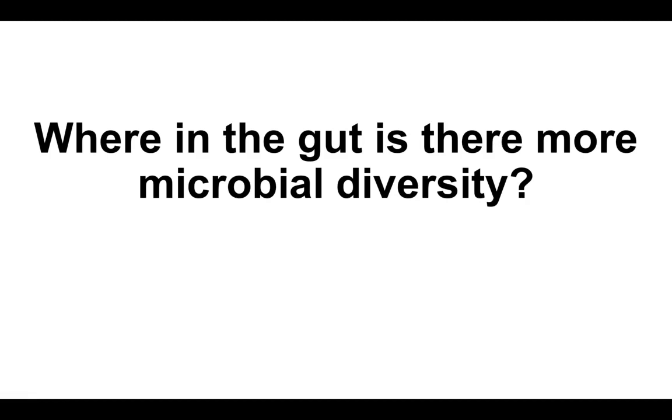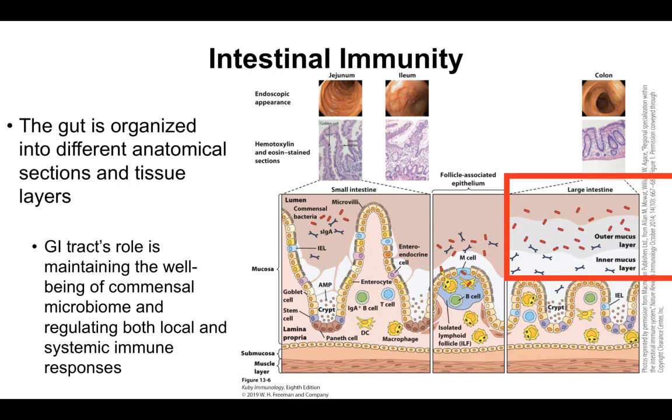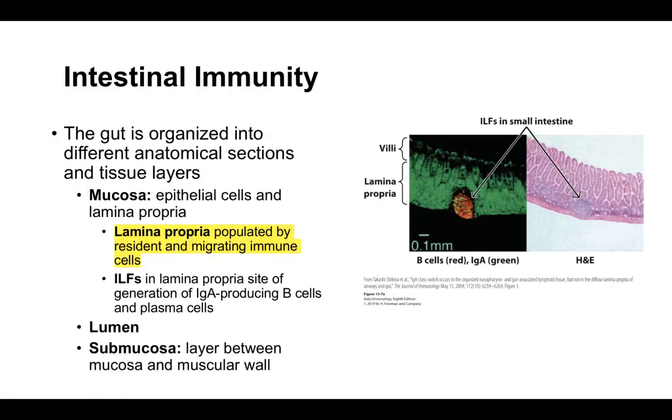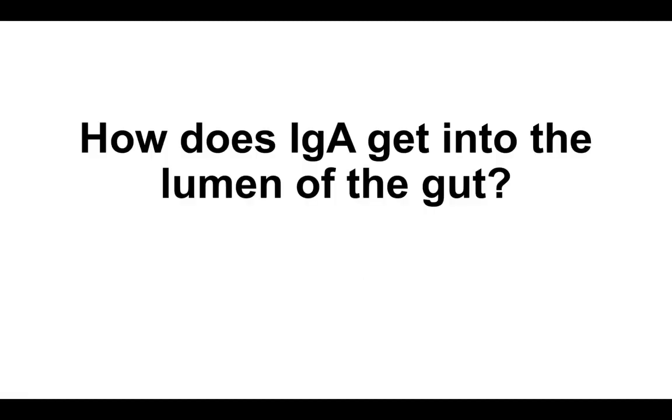Where in the gut is there more microbial diversity? If you look in the gut, there are more microbial numbers and diversity in the large intestine compared to the small intestine. What is in the lamina propria? The lamina propria has the majority of the immune cells in it. The lamina propria is below that epithelial cell layer.